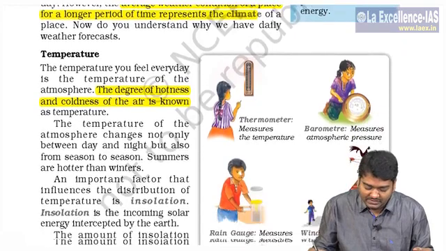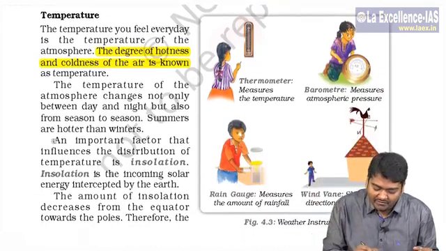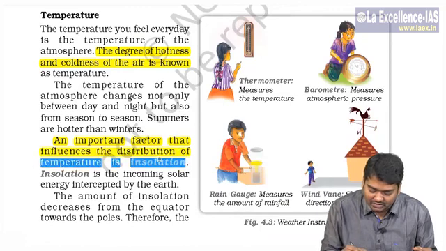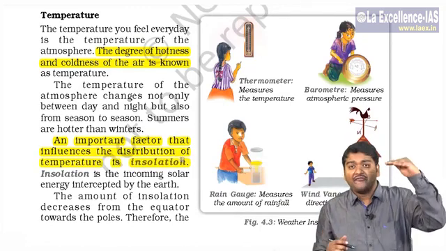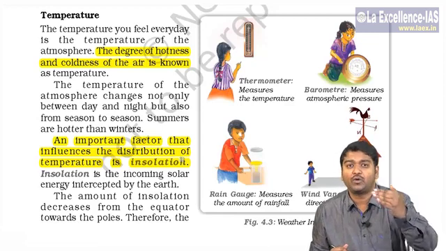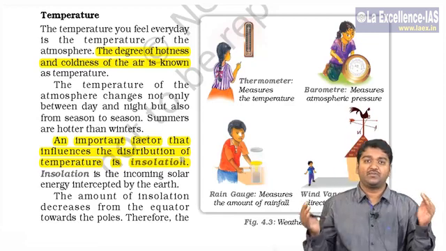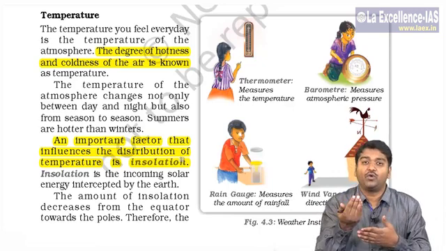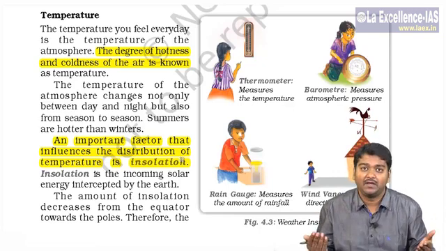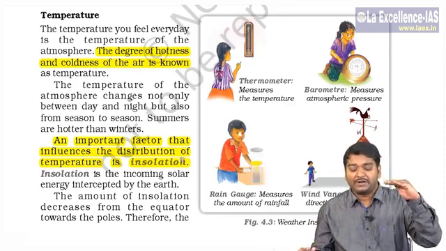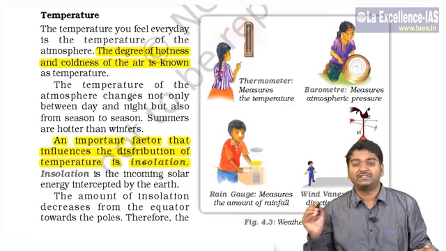And what depends? An important factor that influences the distribution of temperature is insolation. That is, wherever the sun's rays fall more, will the temperature be more or less? It will be obviously more. Wherever sun's rays are less, will the temperature be more or less? It will be obviously less. So temperature depends upon insolation of the sun's rays.